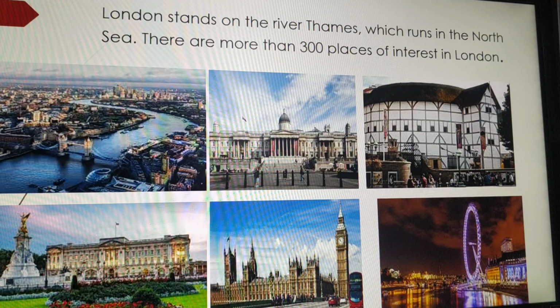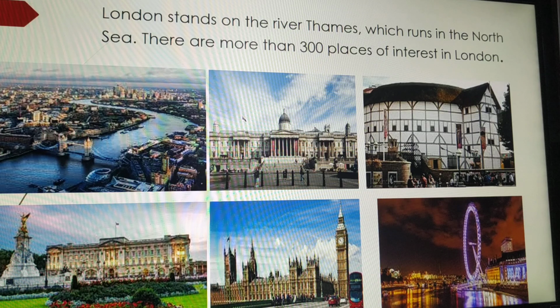London stands on the River Thames. Here you can see the River Thames in the first picture. It runs into the North Sea. So, as you can imagine, all kinds of ships can come into the port of London. There is so much to see in London that even Londoners say, when a man is tired of London, he is tired of life.